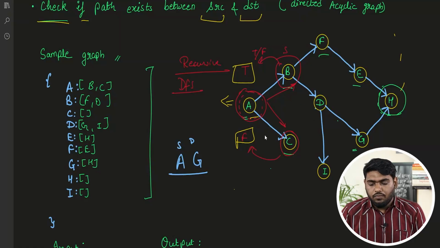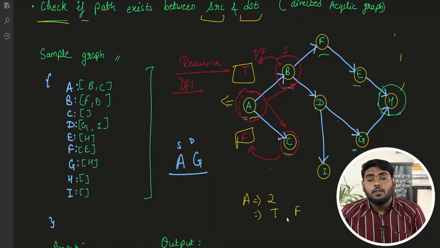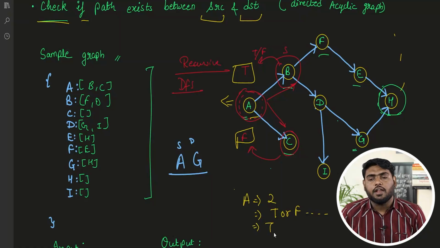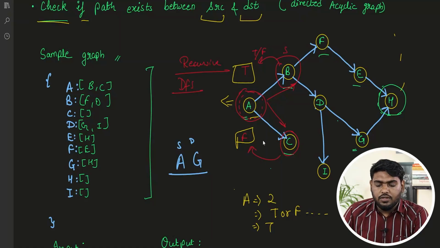Okay, so I know that A has two neighbors. One of the neighbors said true, the other neighbor said false. We have to take OR of it. No matter how many neighbors there are, even if you can reach the destination through any one of the neighbors, the answer is going to be true finally. Fine. Now we figured out this situation.